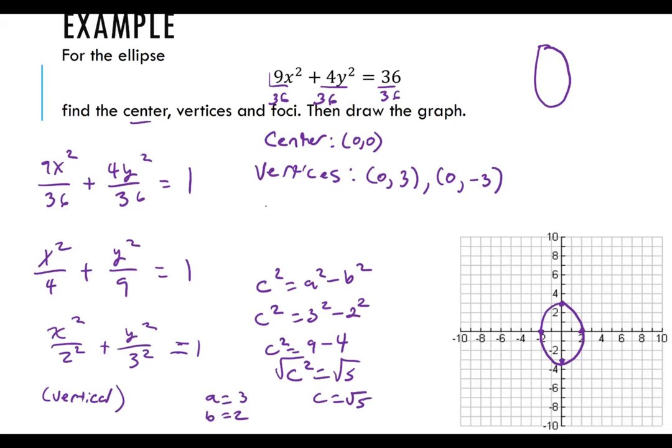Well, then, where are my foci? My foci are just going to go up from the center a distance of root 5, so this is 0, root 5, and go down from the center a distance of root 5, so that's 0, negative root 5.